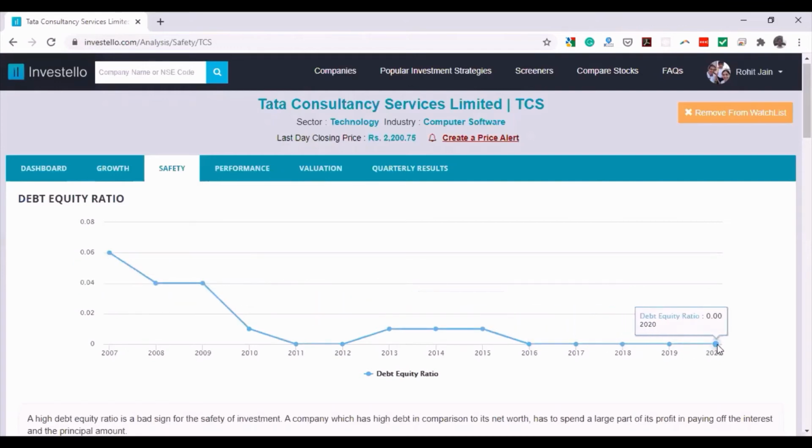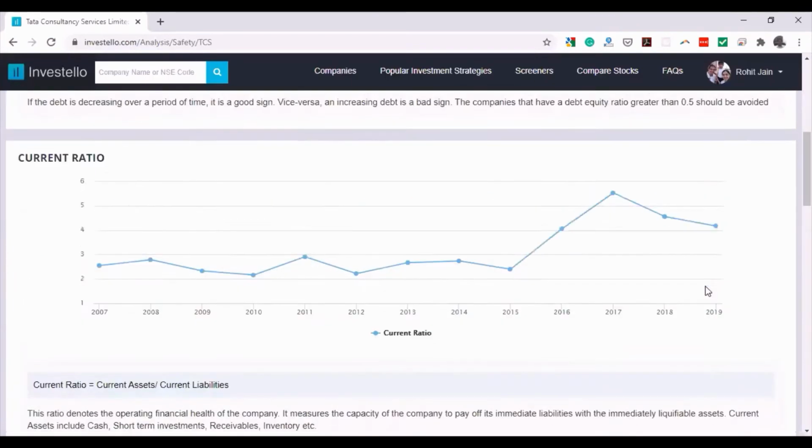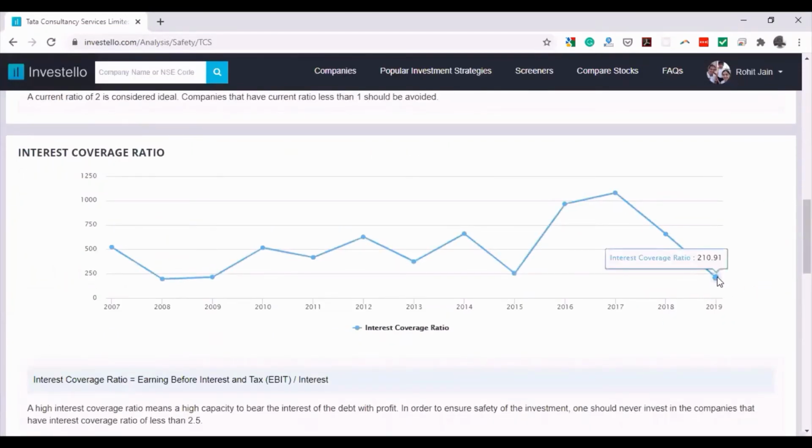Such companies are well equipped to face any short-term troubles such as the one we are facing nowadays in the form of COVID-19. For the companies which have debt equity ratio less than 0.1, we should not need to look at their interest coverage ratio. However, we can see that the latest interest coverage ratio for TCS is 210.91, which means that out of its operating profit, the company has to pay less than 0.5% for interest payments.